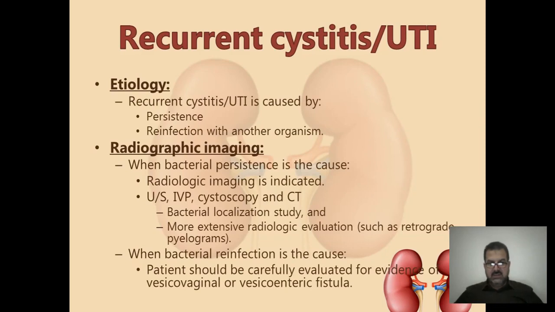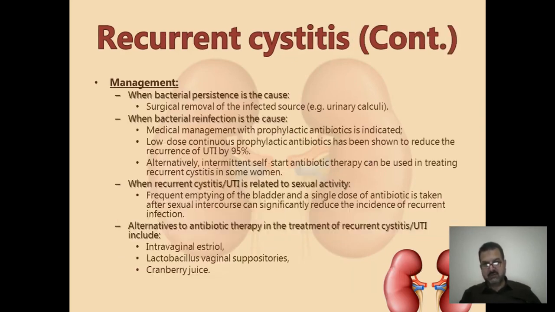When it is reinfection, we usually evaluate the patient for something coming from outside, or vesicovaginal or vesicoenteric fistulas. Management for persistent infection is removal of the nidus or the place that can be the cause of recurrent attacks. When reinfection is the cause, we usually put patients on a suppressive, low dose of antibiotics for a long time, and this works for 95% of patients.